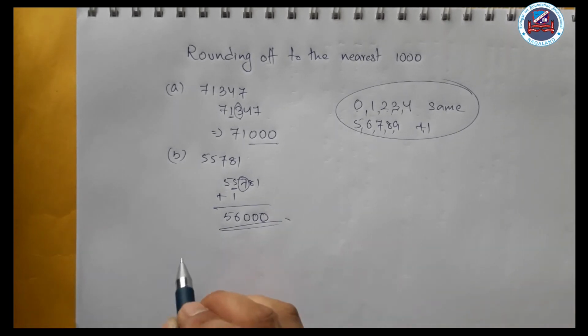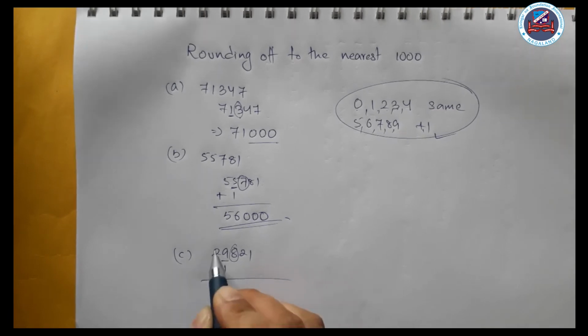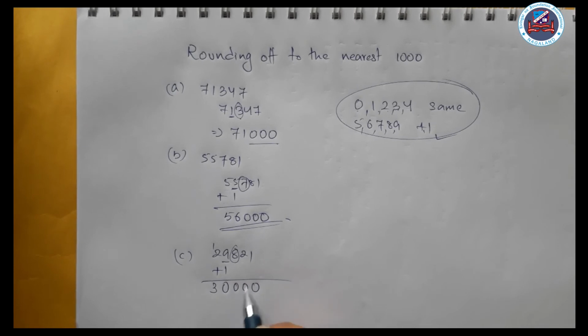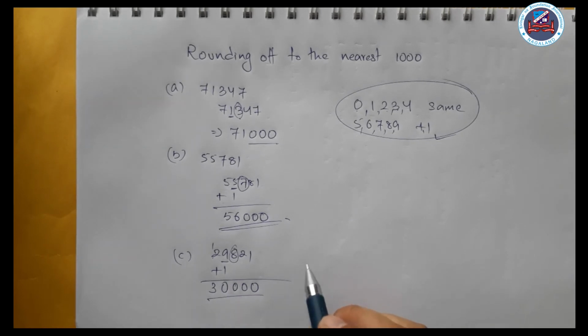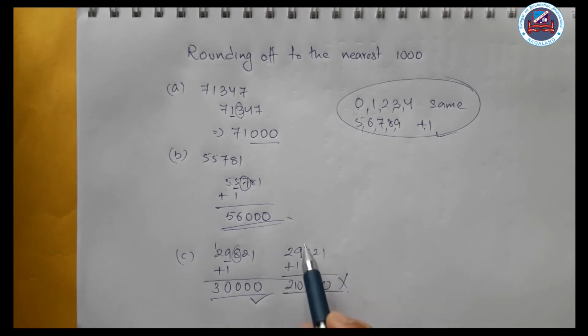Now similarly, I will do one more sum, 29,821. Now 9 is in the thousands place, so we look at 8. So we have to add 1. So 9 plus 1 is 10, and we carry over 1 here, 2 plus 1 is 3, so the answer you get is 30,000. The mistake you will be making is, again, you will add 1 here and write 210,000. This is wrong and this is correct because you have to take 29 as one number.